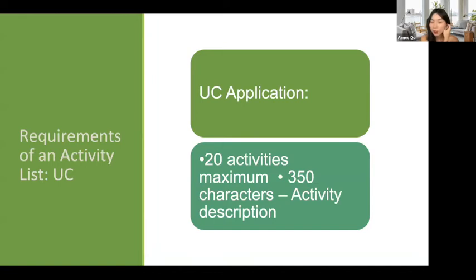Okay, here is the UC application. That's 20 activities maximum. So the UC allows a lot of space for their activities and 350 characters for the activity description. You can notice that the UC's focus is much more on the extracurricular profile, especially since they don't accept standardized test scores. So clearly, they are very much looking for strong extracurricular profiles that demonstrate what we discussed before.